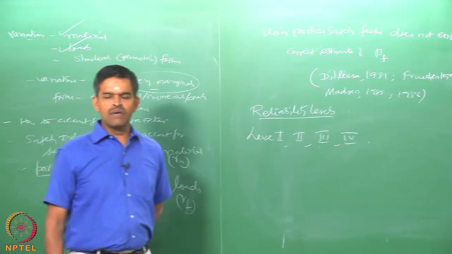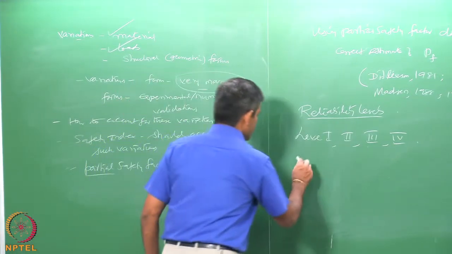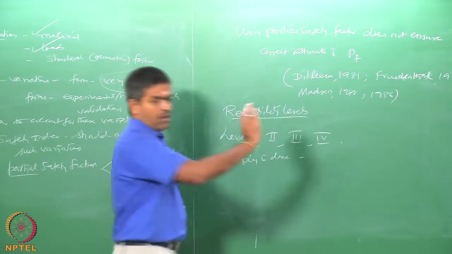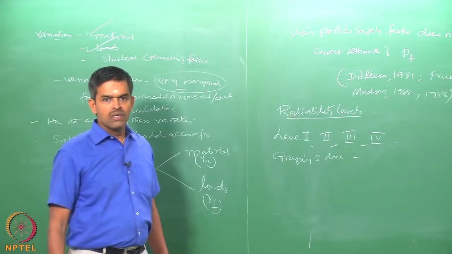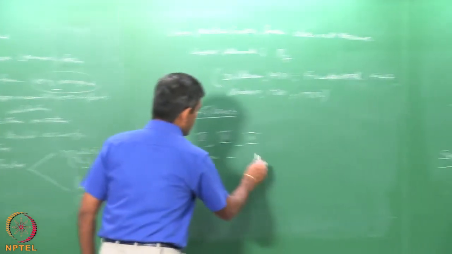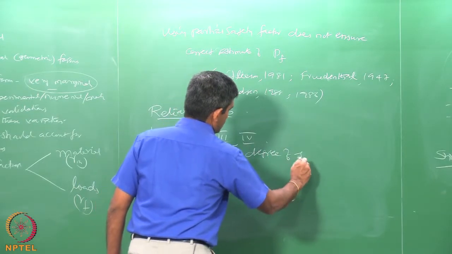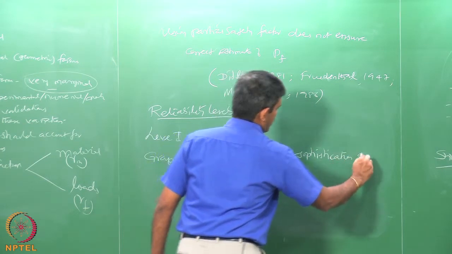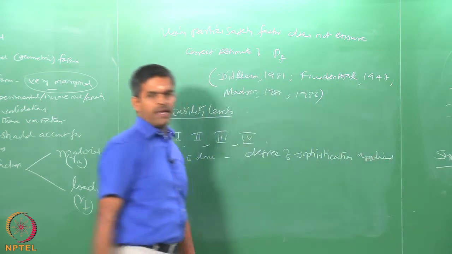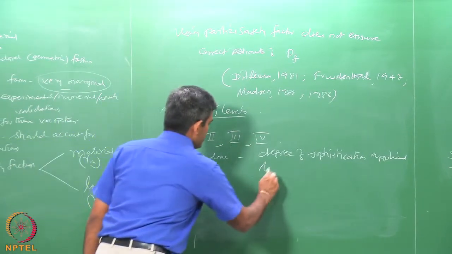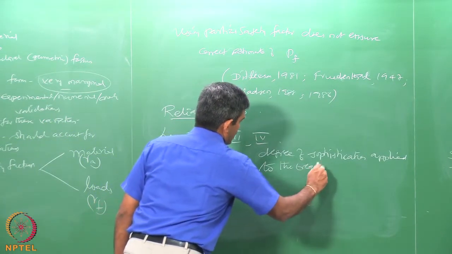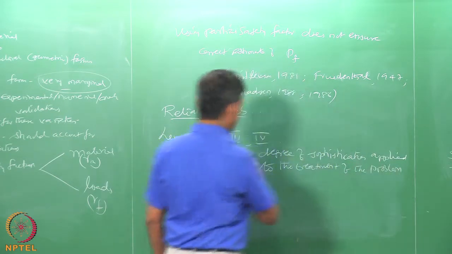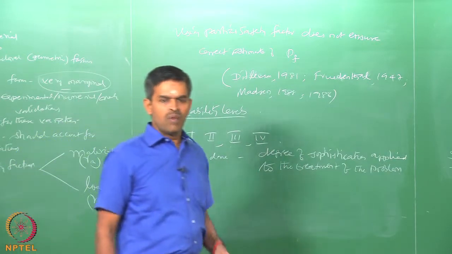Now, the fundamental question comes, how is this grouping done? So, the level of reliability is chosen on the basis of the degree of sophistication applied to the treatment of the problem. In general, that is what it is. We will see specifically what they mean.